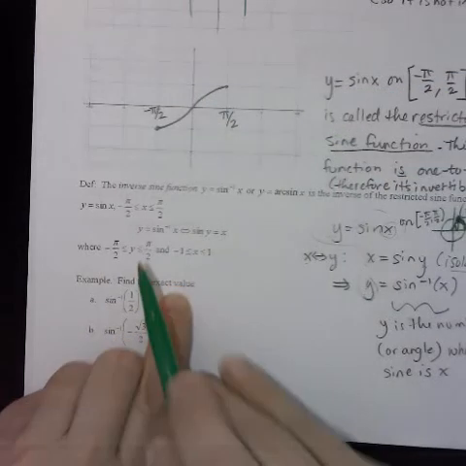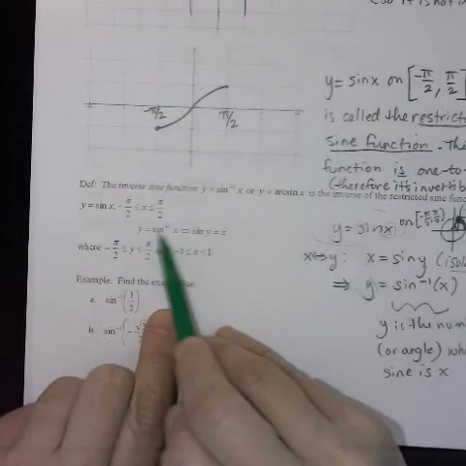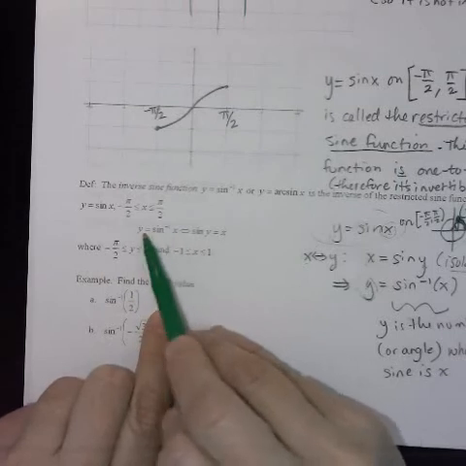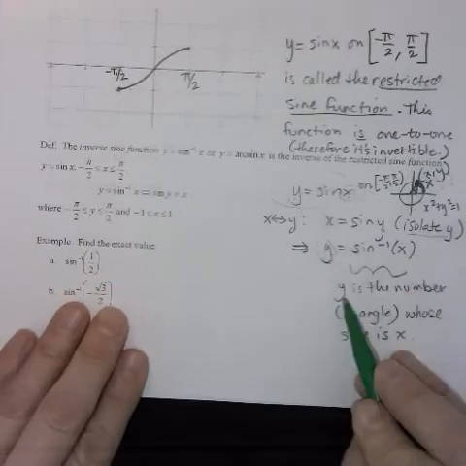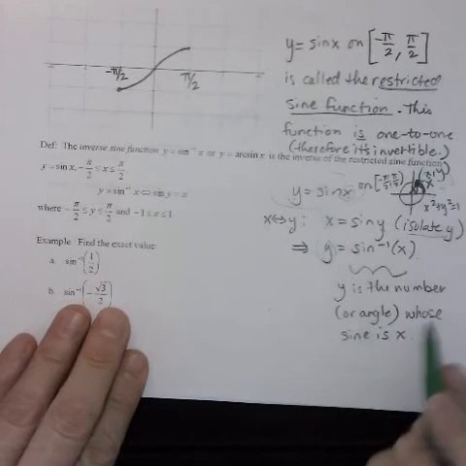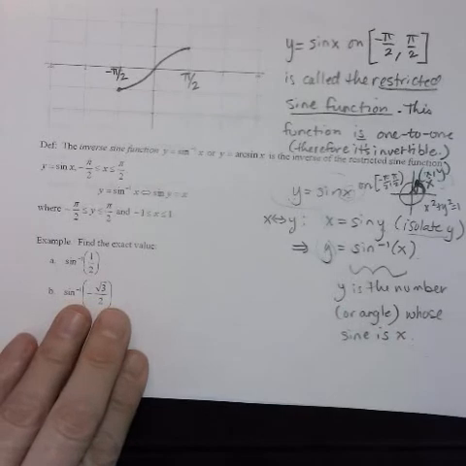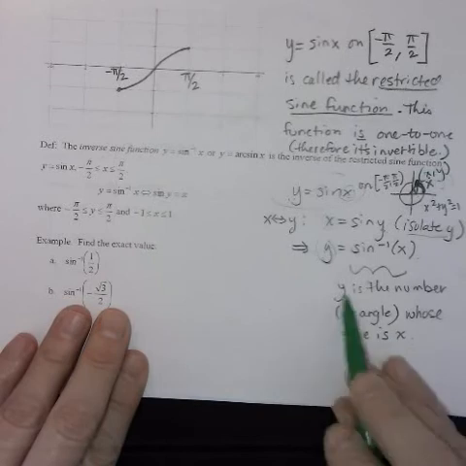So we write y equals sine inverse at x, and that implies that the sine of y equals x. So when we say y is the sine inverse at x, we mean that y is the number or angle whose sine is x. In other words, if we take the sine of y, we should get x.